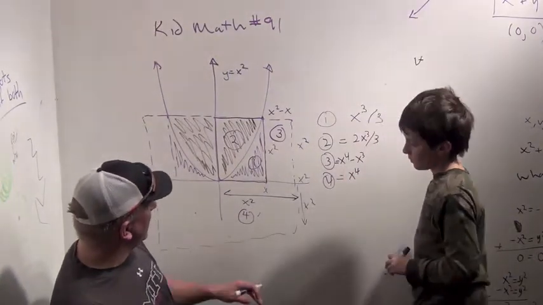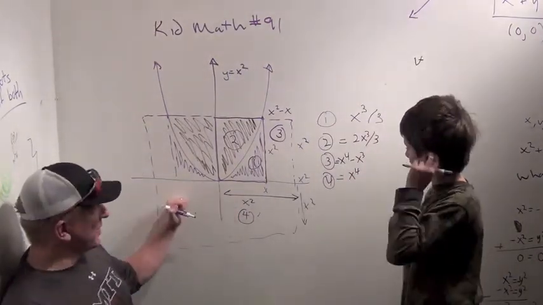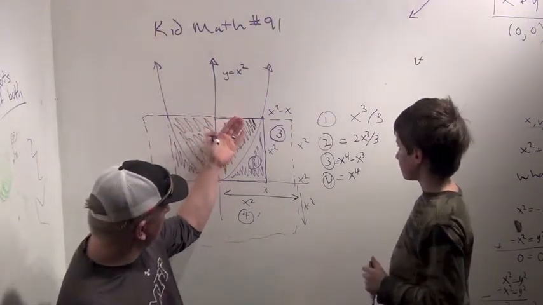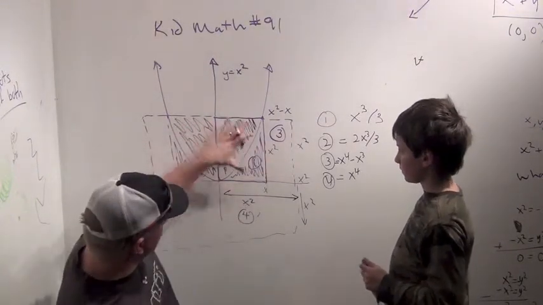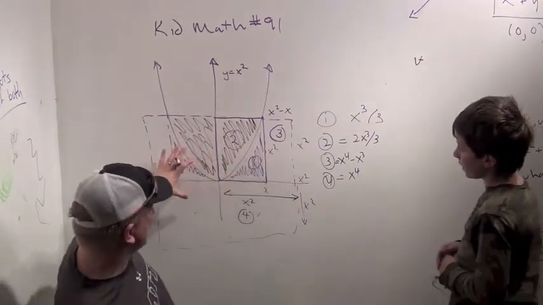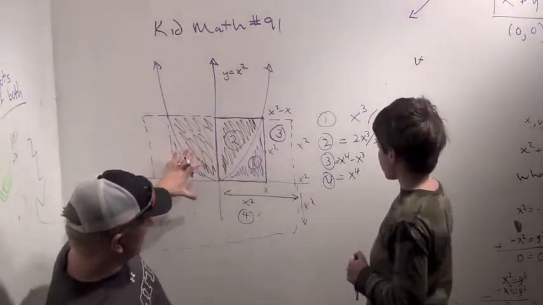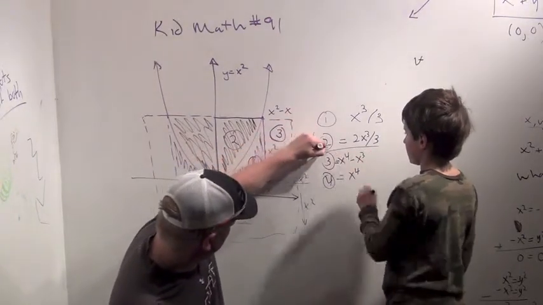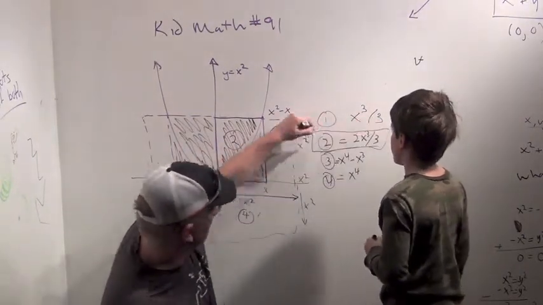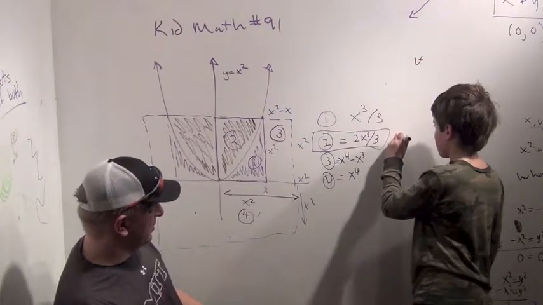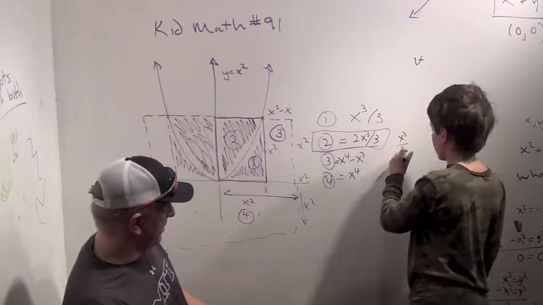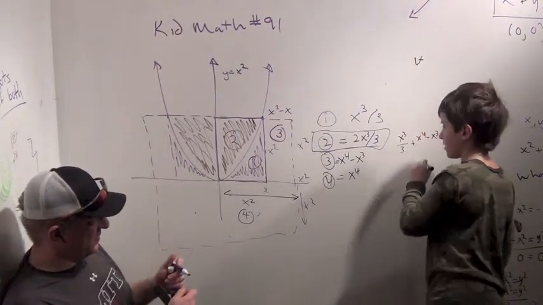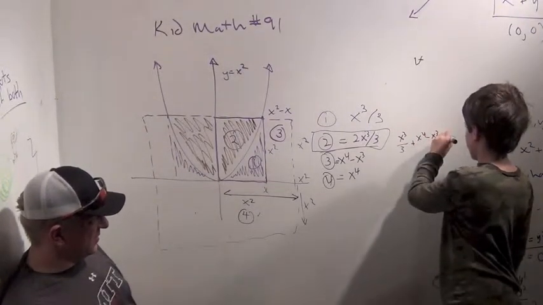Now notice over here I've got exactly the same thing by symmetry. So for the ratio of the area inside to outside, I can just look at this bit over here that we just calculated, because the other bit is going to be the same. The inside is just number 2, 2x cubed over 3. So we have to add x cubed over 3 plus x to the 4th minus x cubed plus x to the 4th.